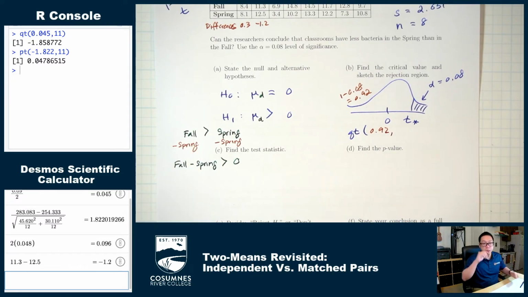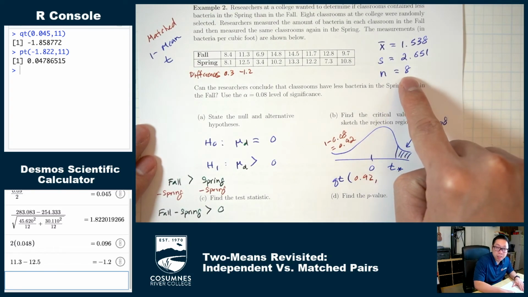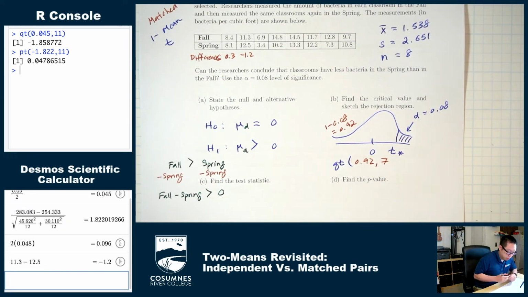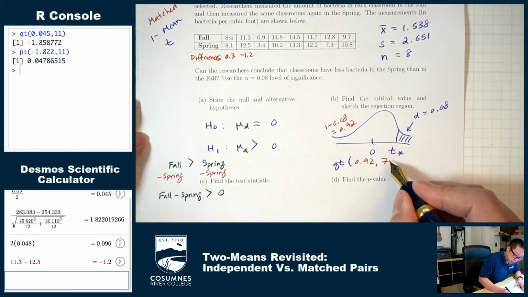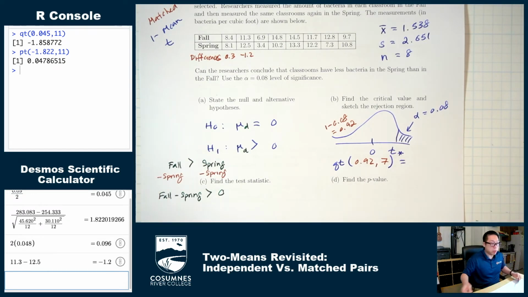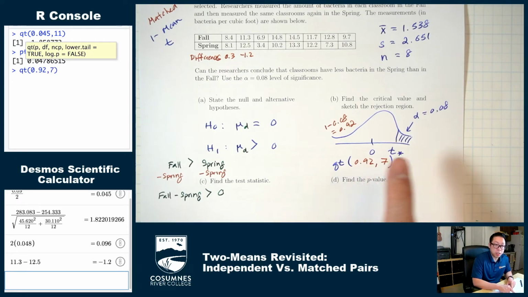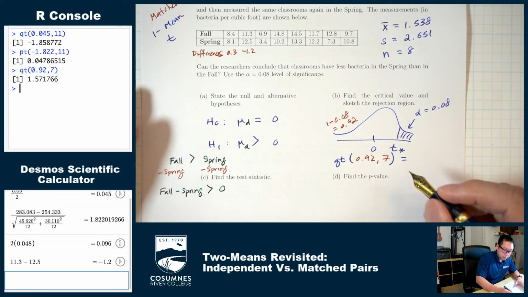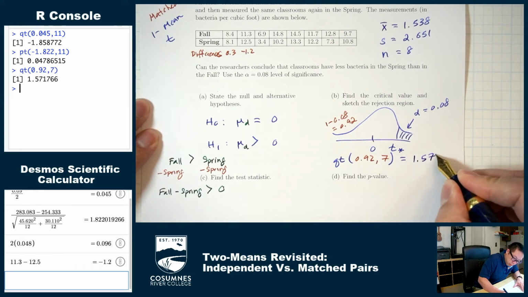QT has a DF. Degrees of freedom is 1 less than the sample size. Our sample size here we said was 8. So 1 less would be 7. And then we'll do a QT 0.92 comma 7. Now, based on my picture, because it's shaded to the right, I do expect a positive T. And I do get a positive T, 1.572. Okay, that's a T star.